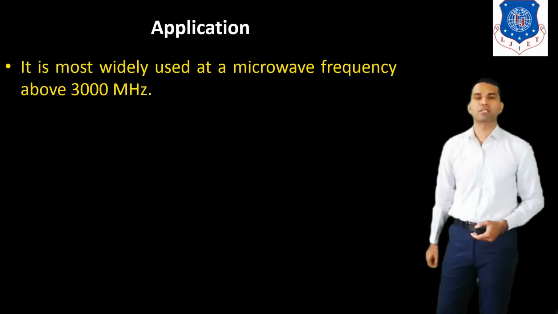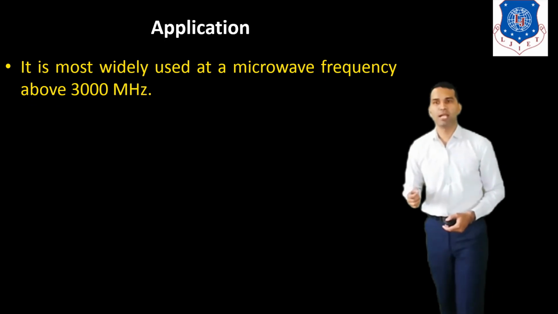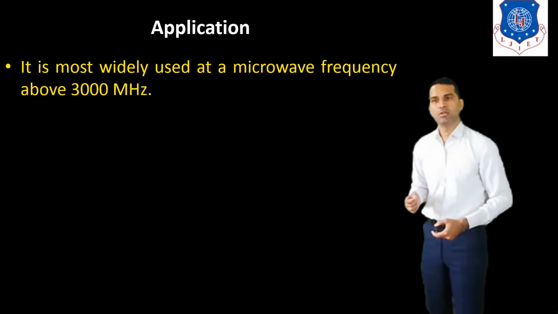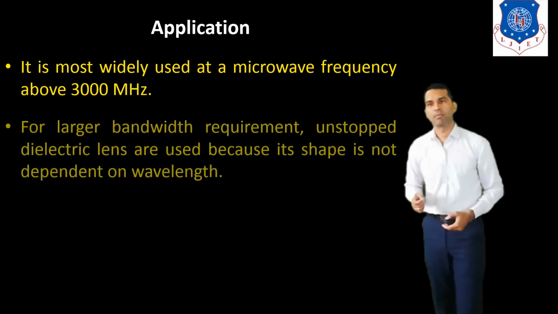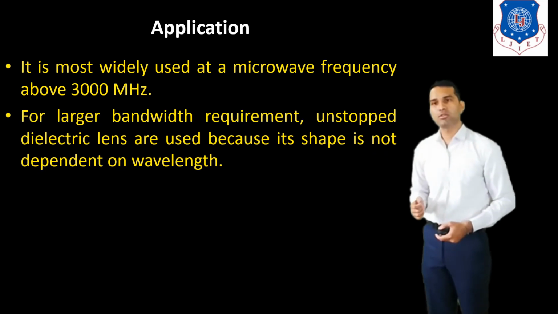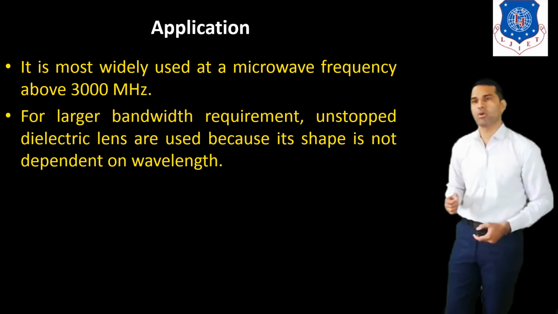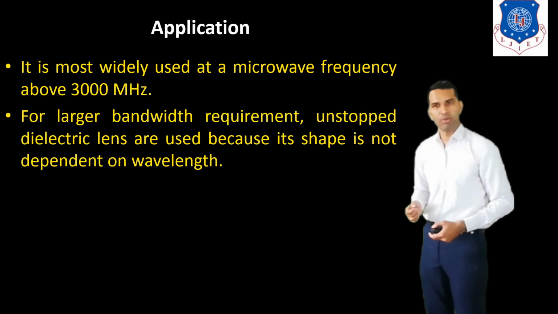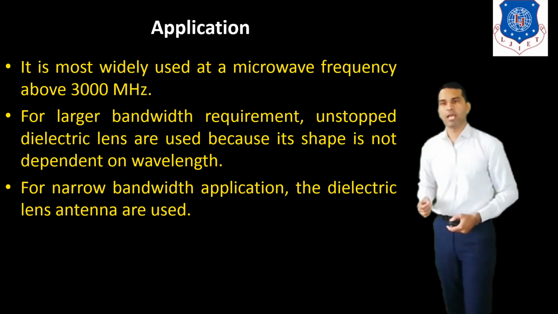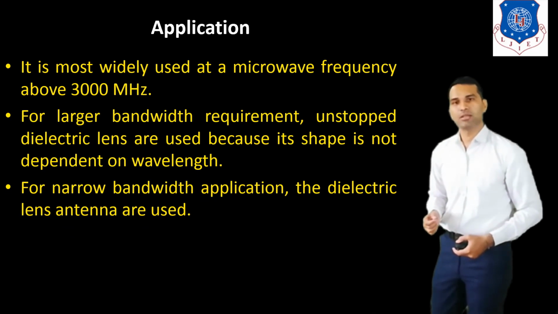Now we discuss the applications of the lens antenna. The first application is that it is most widely used in the microwave frequency range above 3000 MHz. For large bandwidth requirements, unzoned dielectric lenses are used because their shape is not dependent on the wavelength. The next application is that for narrow bandwidth applications, zoned dielectric lens antennas are used.